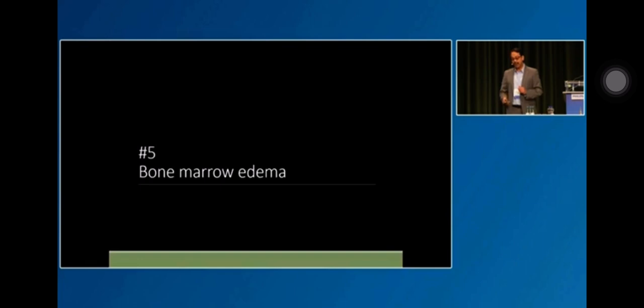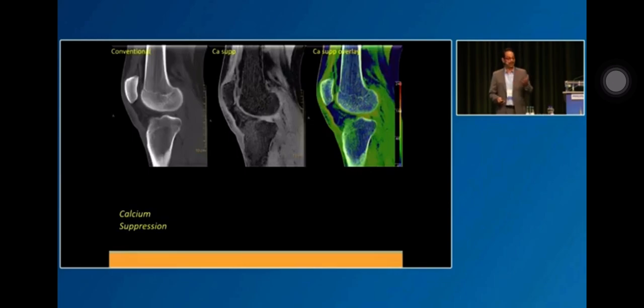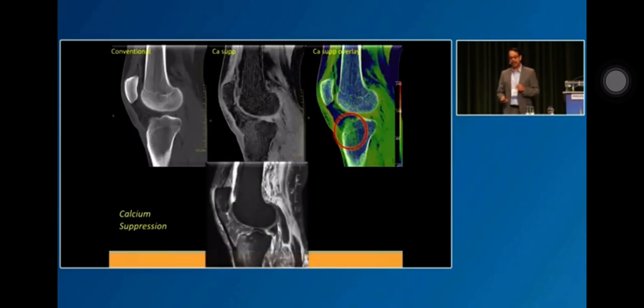Next, you can use calcium suppression images to look for marrow abnormalities in trauma and malignancy, but I'm very careful what I say about this because I have an expert speaker coming up in a little bit. But just to show you a couple of examples. This is a tibial microfracture, nicely corresponding to the MRI.